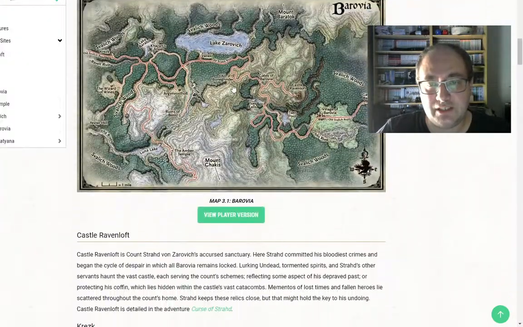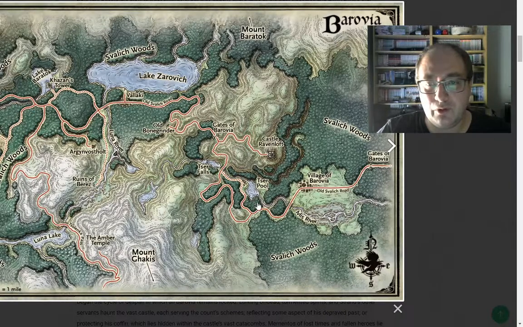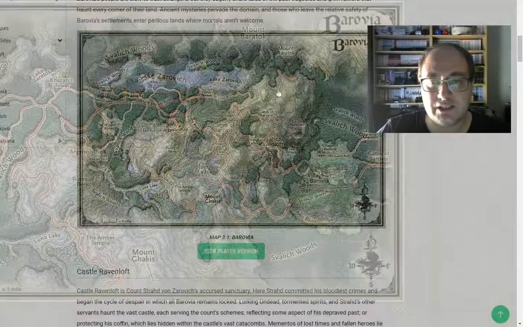And you can actually see its map. Right? So this is a bit of a bigger domain. There's the gates of Barovia, right? There's the village of Barovia, and the castle Ravenloft is over here. And then there's this other big area that's full of all kinds of neat stuff.